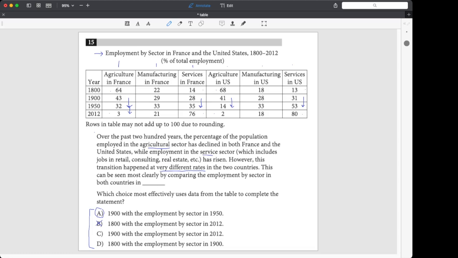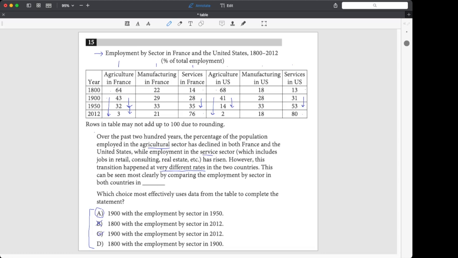Let's do the same thing with 1900. And we can see the exact same pattern with 1900 versus 2012. In France in agriculture, it went from 43 to 3, huge difference. US, super similar. Same problem with C as with B. We're going to get rid of that.